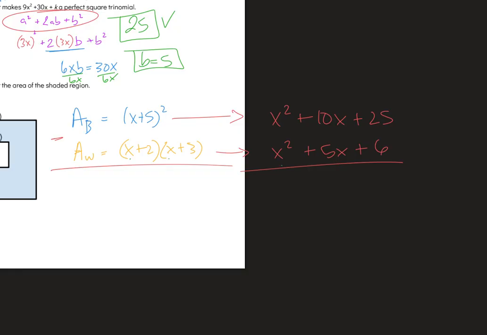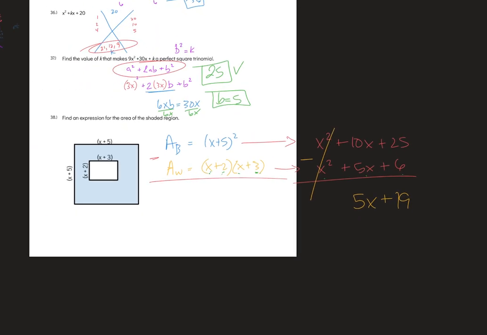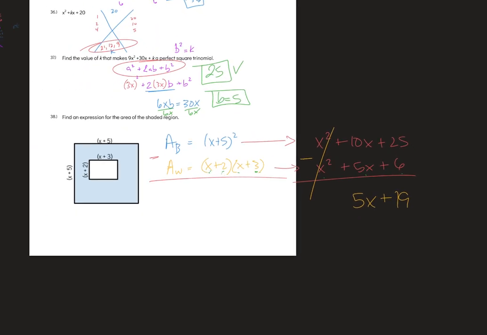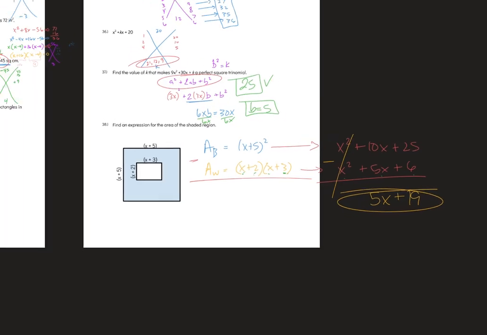X times x is x squared. X and 2 is 2x. I'm sorry, x and 3 is 3x. 2 and x is 2x. 2x plus 3x is 5x. And 2 and 3 is 6. So now, like I said, we will just subtract. That's gone. 5x plus 19. And that's the expression. Thought that one was going to be trickier, but no.